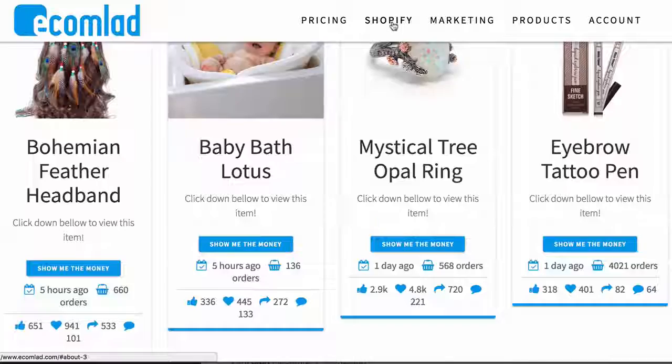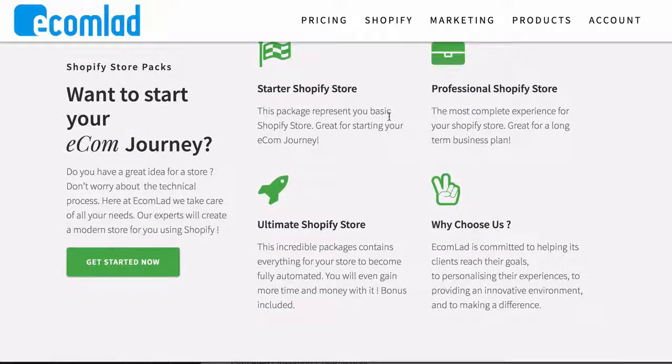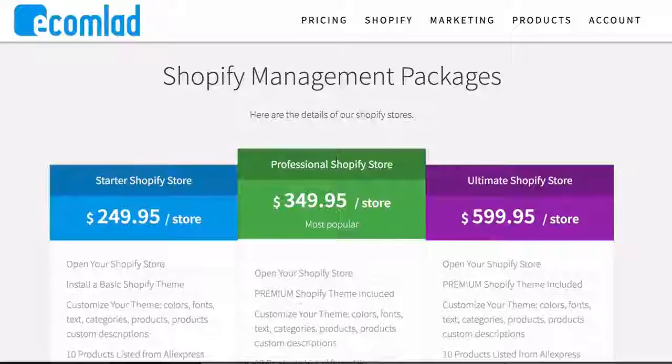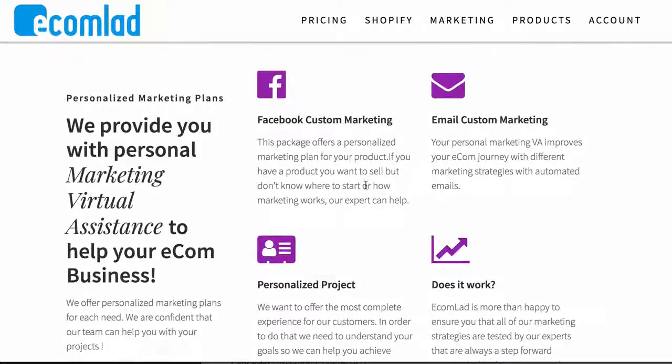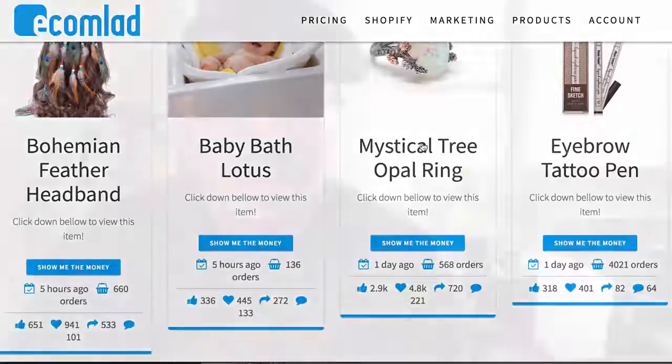If you go to the Shopify tab, yeah, so this is where I was talking about. They will, excuse me, they will build out a Shopify store for you depending on where you're at, and then they'll manage it for you as well, which is really cool. And then I believe the marketing virtual assistant is basically giving you the Facebook custom marketing, email custom marketing, and personalized project. So these are just some different things you get to look at, but I really recommend checking out the products on EcomLad, and so you can get some ideas.